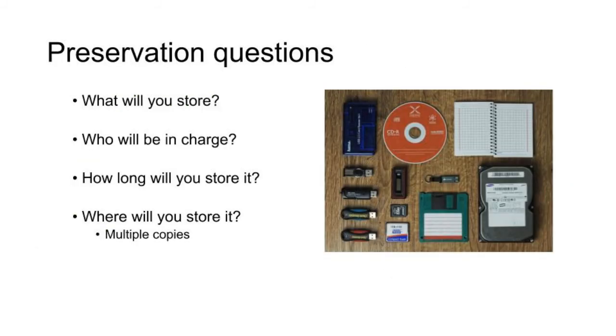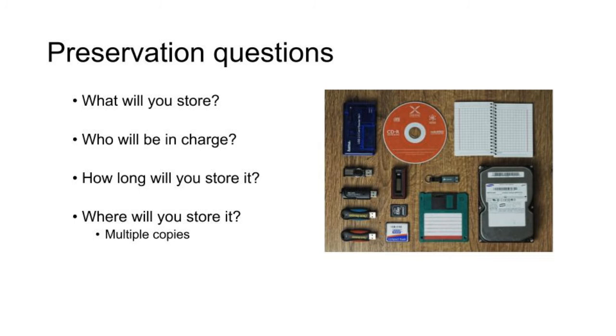When thinking about preservation, you should ask yourself, what will you store? Who will be in charge? This is especially important when backing up manually. How long will you store it? This is often determined by the granting agency, but a good rule of thumb is 5 to 10 years. Where will you store it?